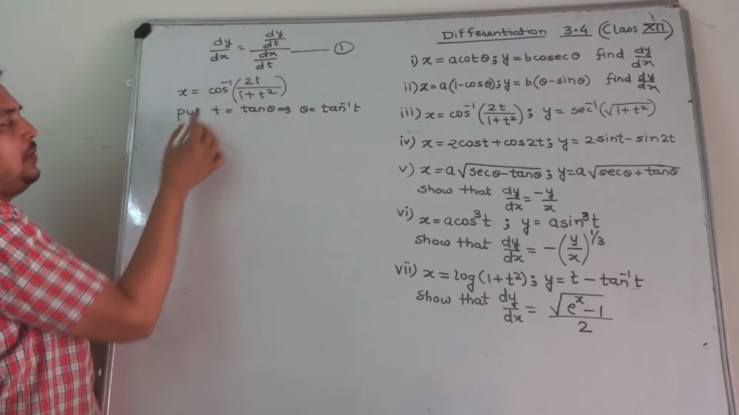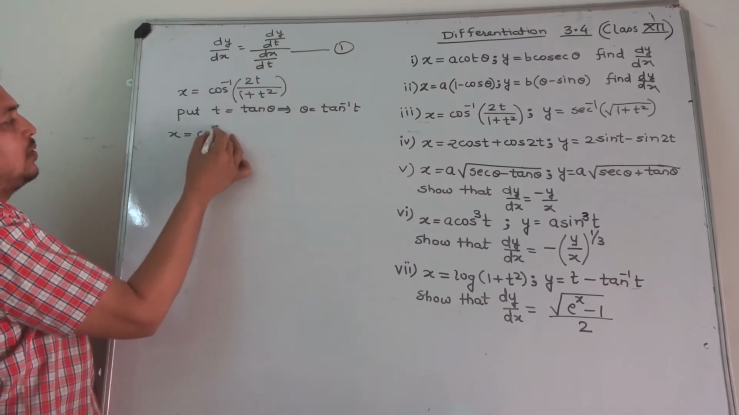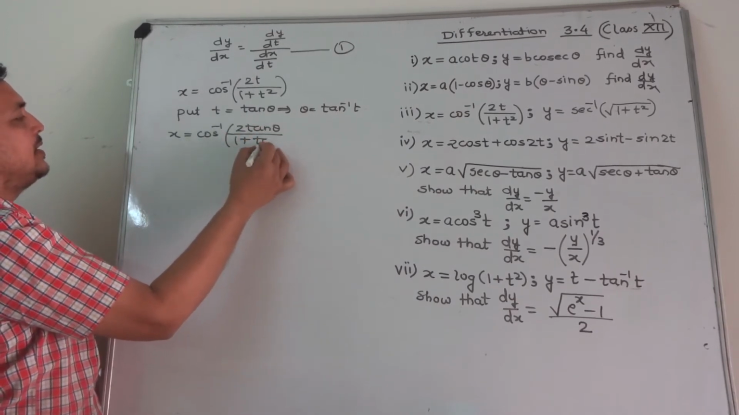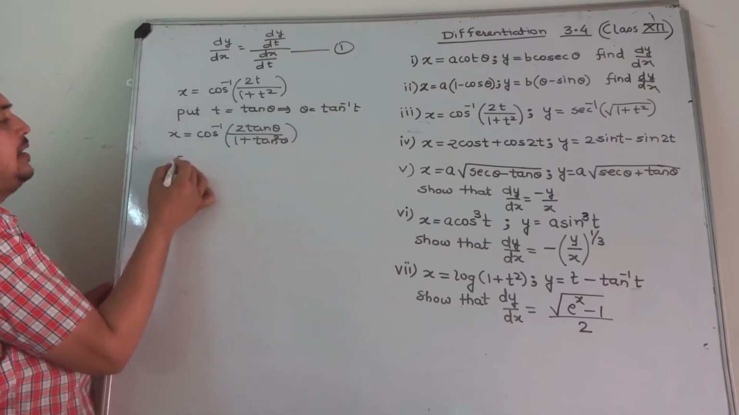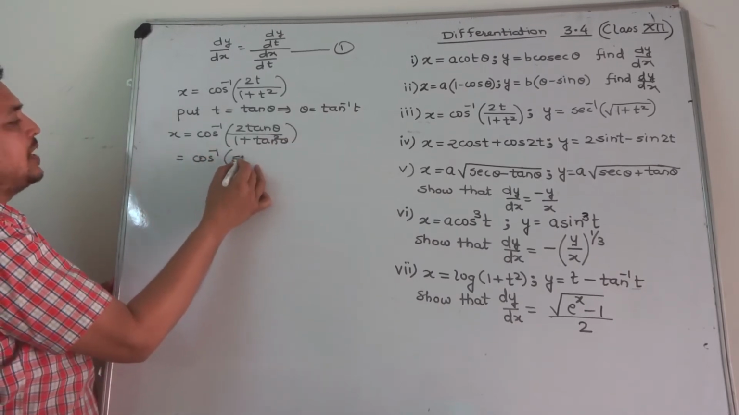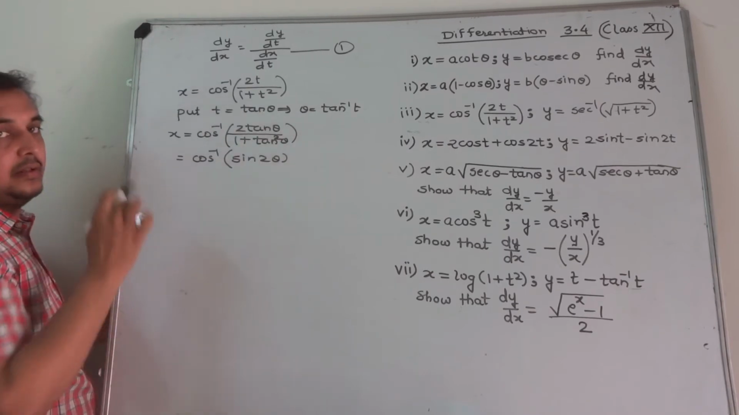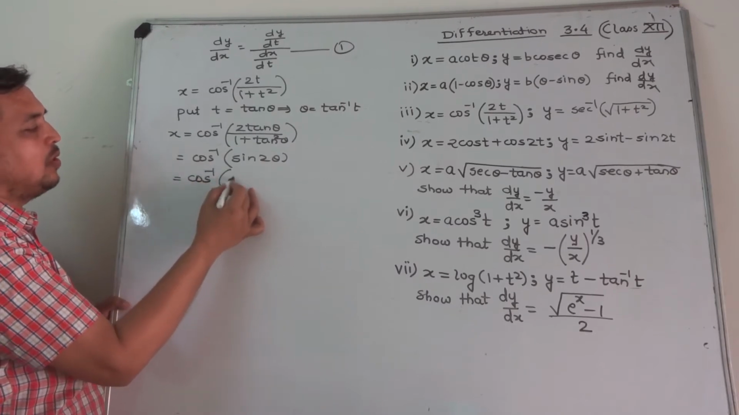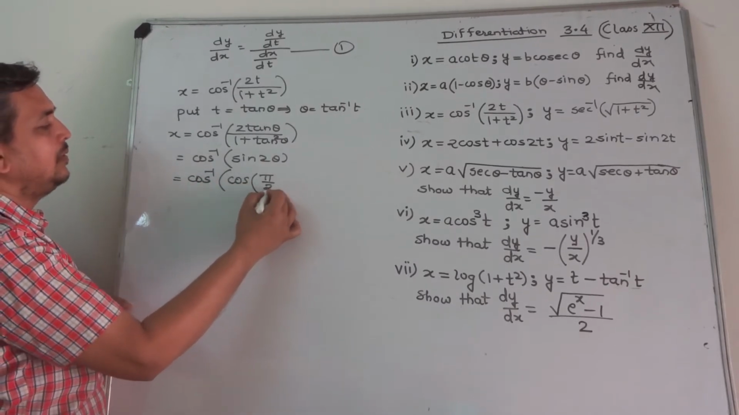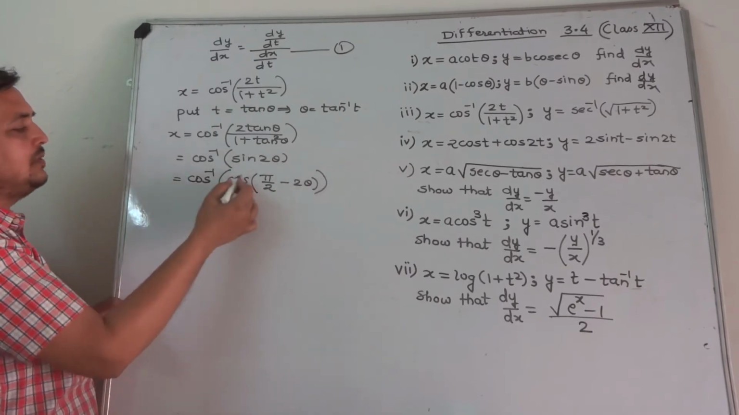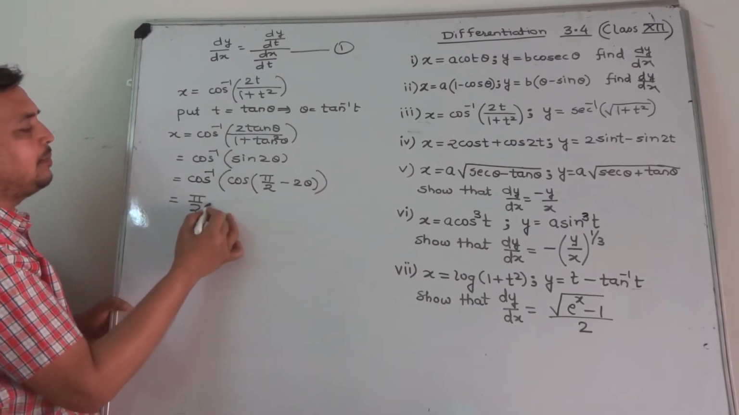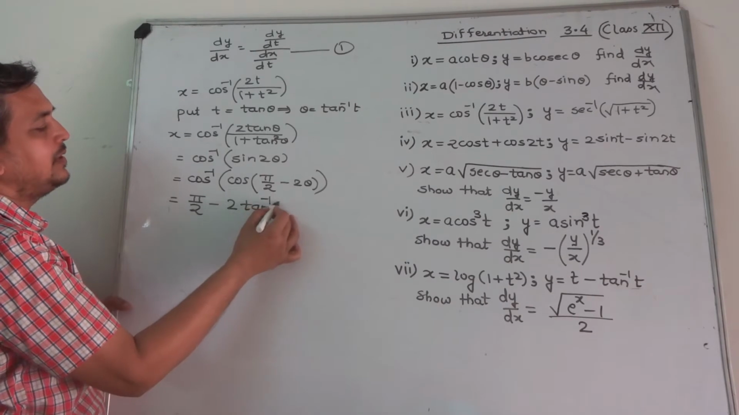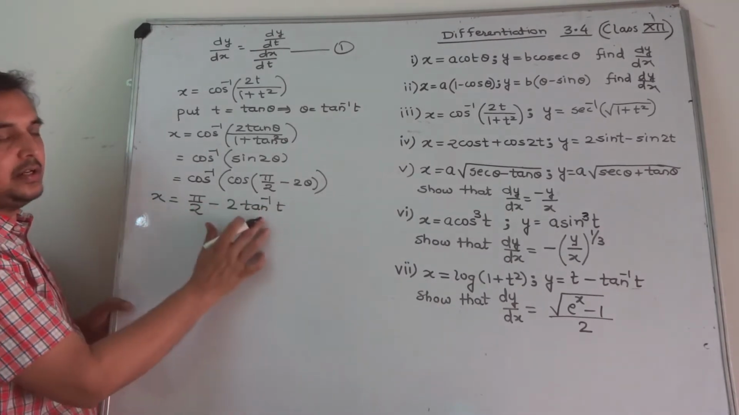Now if we put this value here, x becomes cos inverse of 2 tan theta upon 1 plus tan square theta. This is a trigonometric identity. This is the formula for sin 2 theta. Correct? Now this is cos inverse and this is sine. So we convert sine into cos as cos of pi by 2 minus 2 theta. Cos inverse cos gets cancelled and we get pi by 2 minus 2 theta. But theta is nothing but tan inverse t. This is x in terms of t.